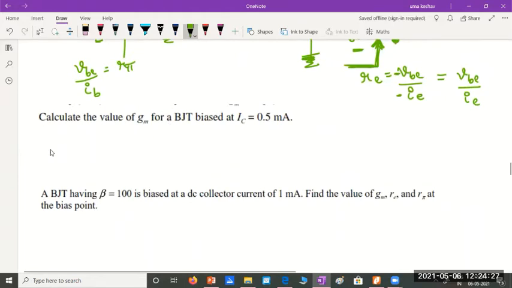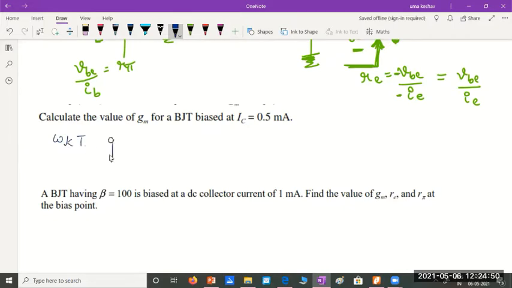Till there we had stopped. Let's continue with one or two problems before proceeding to the next one. Write down the first problem. Calculate the value of gm for a BJT which is biased at IC equal to 0.5 milliamps. How would you do it?